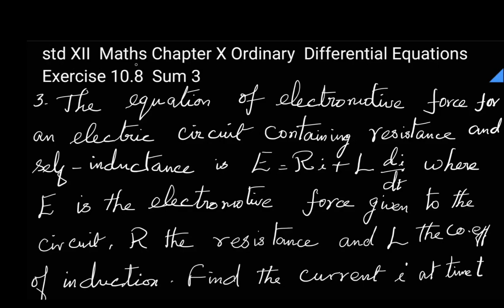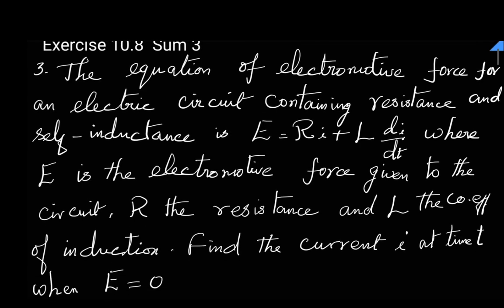Standard 12th Maths, Chapter 10, Ordinary Differential Equations, Exercise 10.8, Sum number 3. The question is: the equation of electromotive force for an electric circuit containing resistance and self-induction is E = Ri + L di/dt, where E is the electromotive force given to the circuit, R the resistance, L the coefficient of induction. Find the current i at time t when E = 0, that is, the electromotive force is 0.